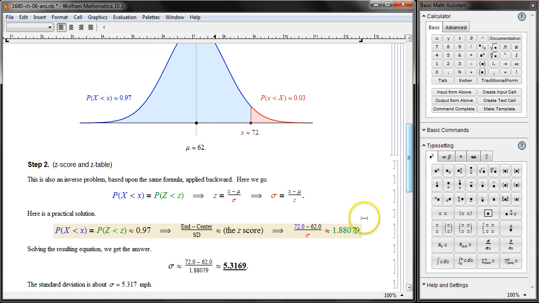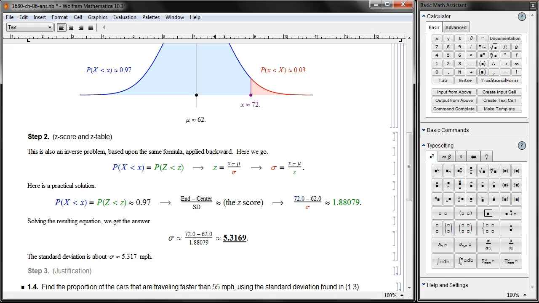Well, pretty simple. If you just multiply sigma to both sides, this will kill the left-hand side, and we'll have this times sigma, and divide by this number, it will go down. What happens is switching this denominator and this numerator, and that's what we have over here. Punch your calculator in, you're going to get 5.3169 approximately speaking. Well, standard deviation of about 5.3, or 5.32 miles per hour.